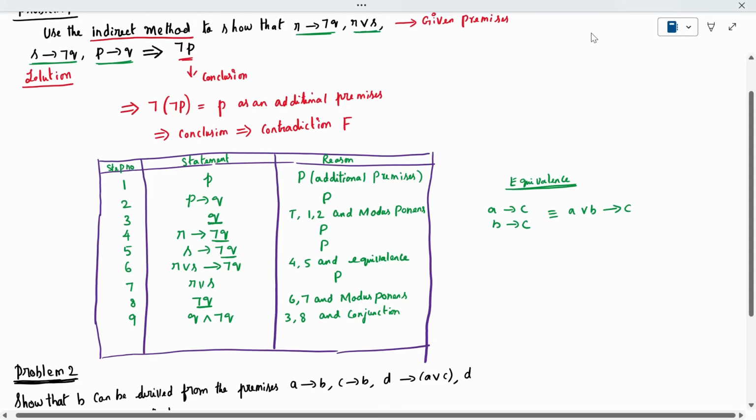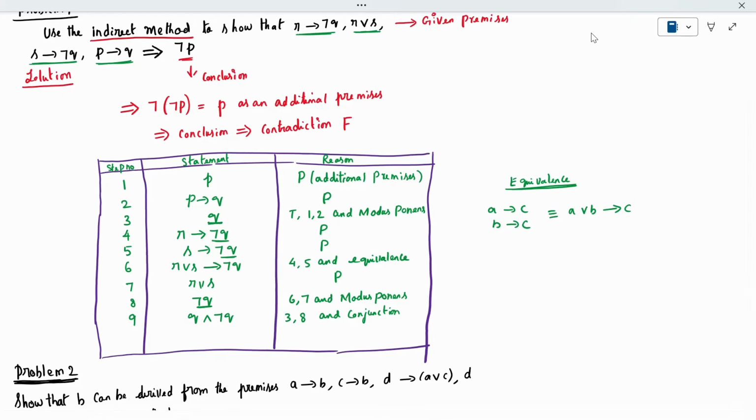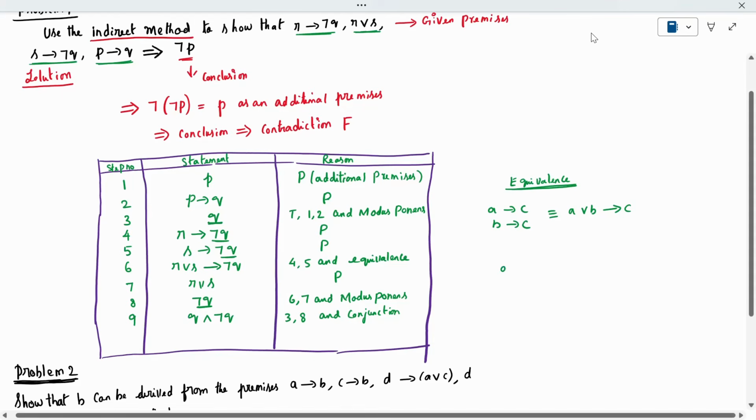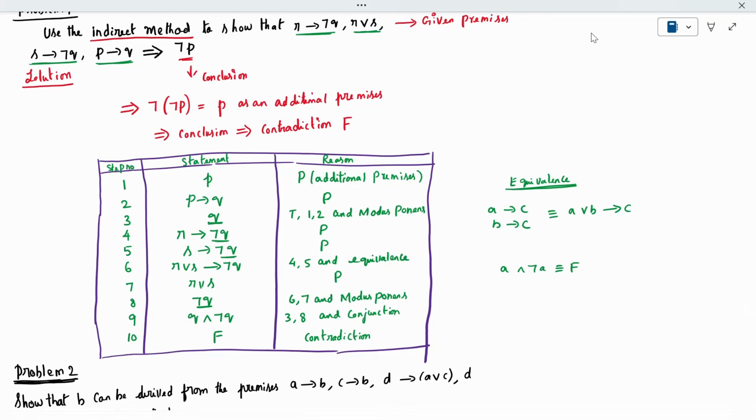Completed. Now you check what it is. Same variable: when you have the same variable A and negation of A, it is equivalent to a false statement. So that is the only false statement we have. It is a contradiction. So completed. False only we need to prove. So yes, we have proved. So it is completed. This is your indirect method.